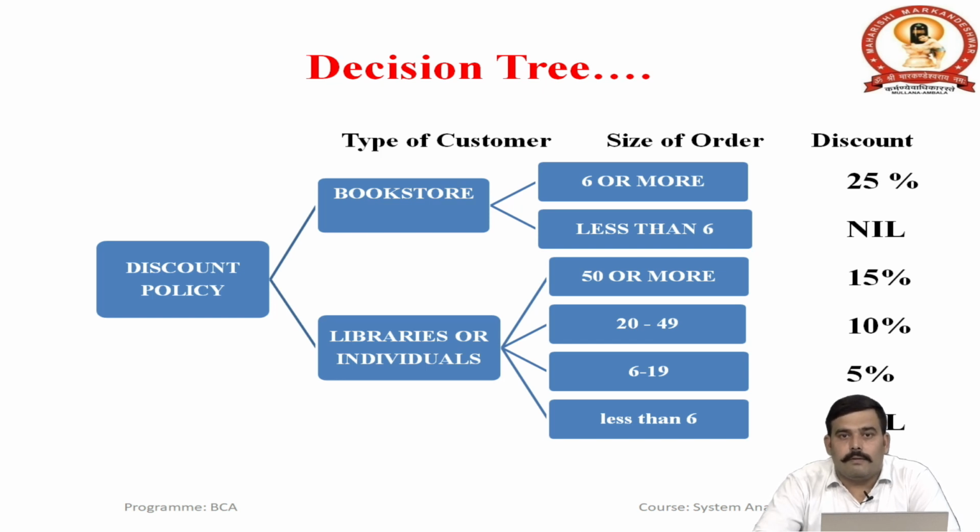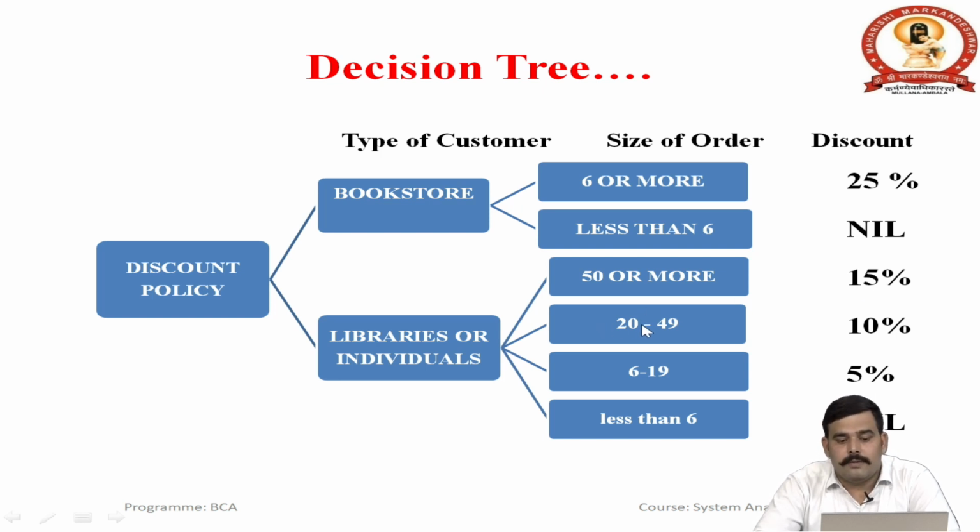we have to check further conditions on the basis of the type of customer. First of all we have to select the type of customer, and after that we will move to the size of order, and on the basis of that condition we have to take an action for the discount. Like if libraries or individuals are ordering at least 50 or more, the book publisher will give a discount of 15%.